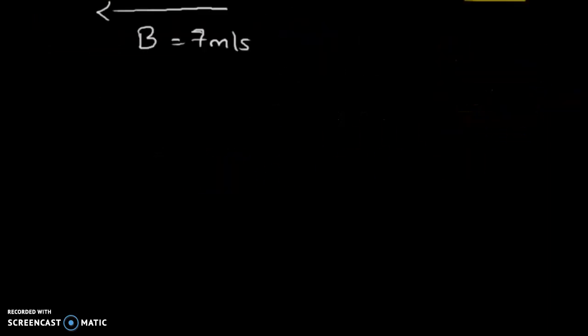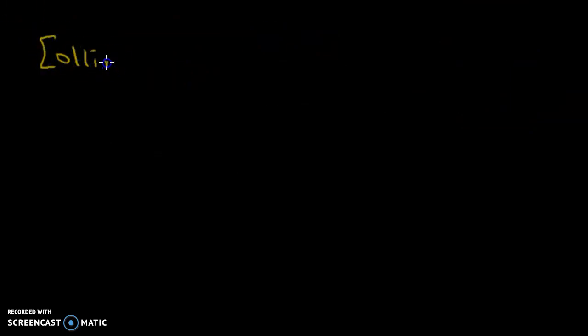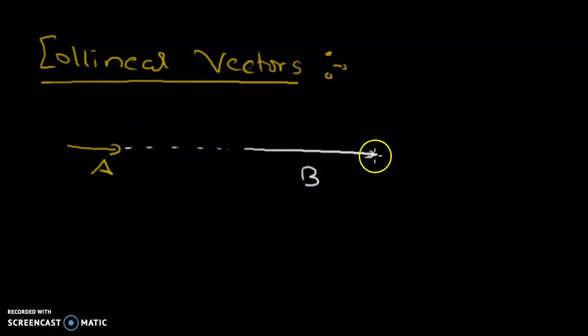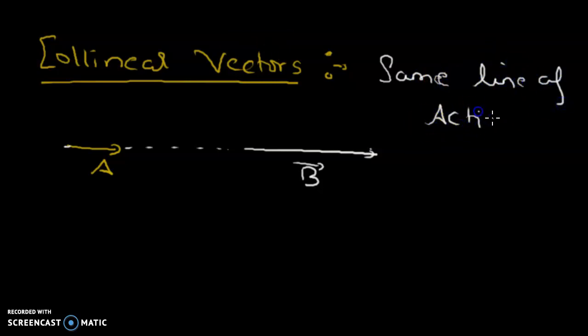Then there are collinear vectors. Collinear vectors means simply that two vectors lie in the same line. Say, for example, this is the A vector and this is the B vector. They should have the same line of action. So it is different from parallel vectors. Parallel vectors don't need to have the same line of action, but collinear vectors need to have the same line of action. Magnitude doesn't matter. So these are collinear vectors.